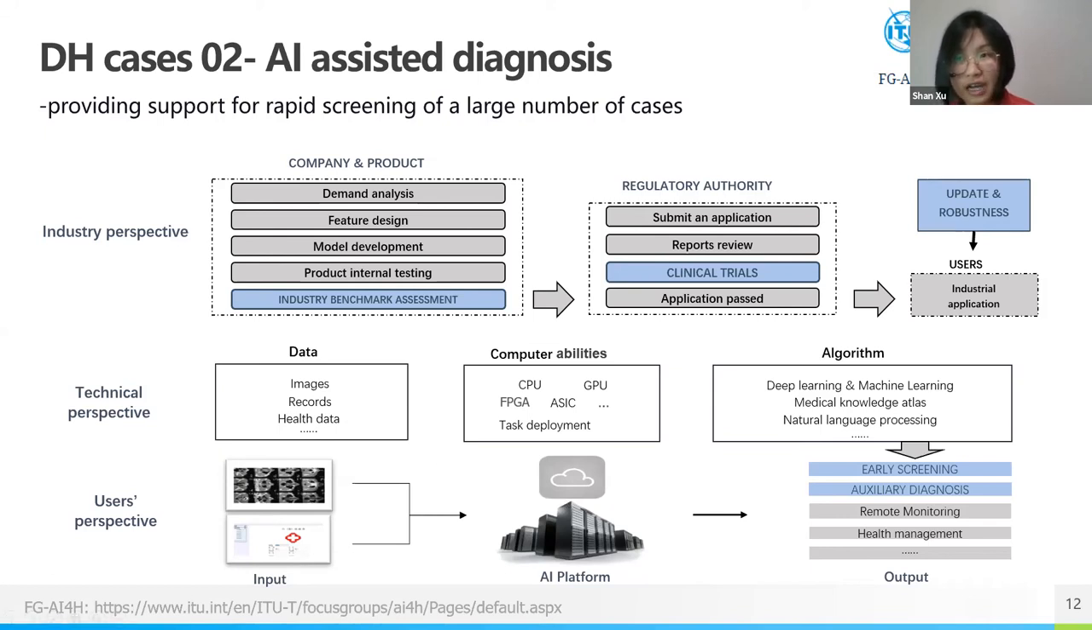And we also have another perspective, which is the industry one, where we also have to meet regulation requirements, for example benchmark assessment and clinical trials. And also a very important part is post-market surveillance, to help the overall AI system be safe and trustworthy. So what I have mentioned about diagnosing the coronavirus is just one example of AI for Health applications. If you are interested, you're welcome to click the focus group links I attached here, and you can find more details.